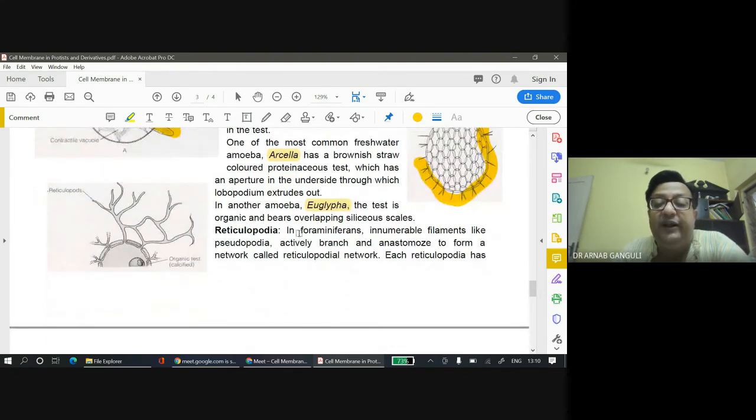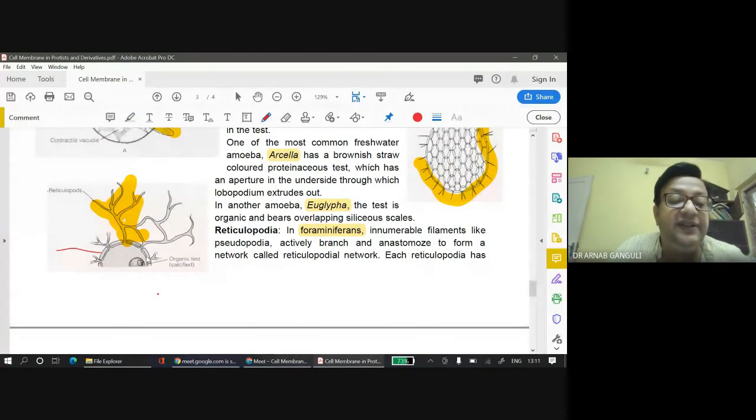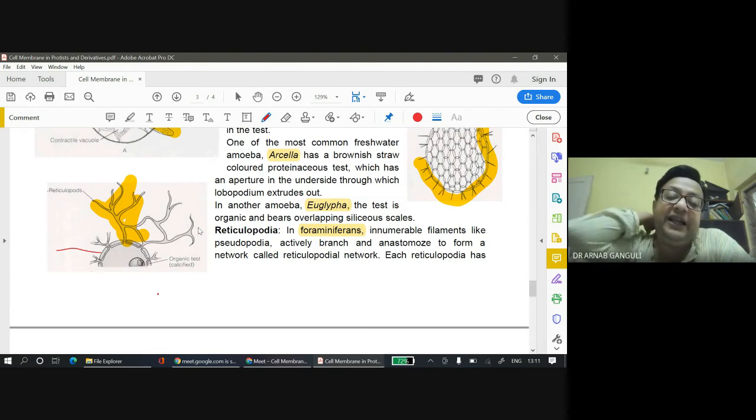Now let us look at foraminiferans. Foraminiferans have reticulopodia. The cell membrane extends out, extruding like these reticular pods. They have an outer test covering. This is a cross section. These boxes are the tests, and these are the pores through which the reticulopodia come out. When it comes out, it also goes back inside. This is a very interesting point: they come out from these holes and go back inside when not needed. It is like a filament-like structure.